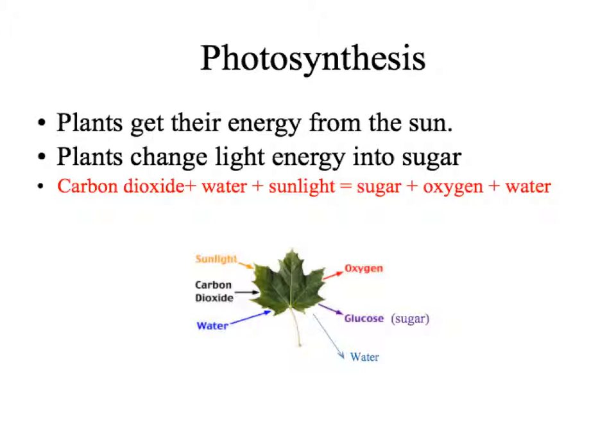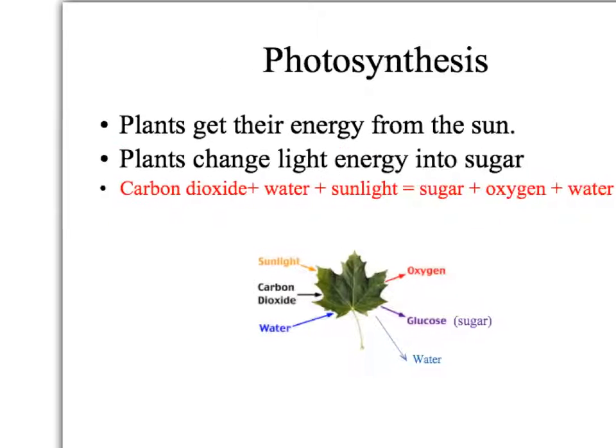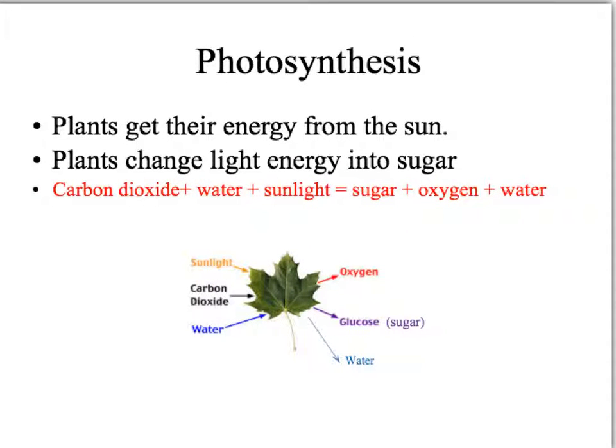Photosynthesis is the way that plants get their energy from the sun. Plants change light energy into sugar. The equation is carbon dioxide plus water plus sunlight makes sugar, oxygen, and water. Again, sunlight plus carbon dioxide plus water makes oxygen, sugar, and water.